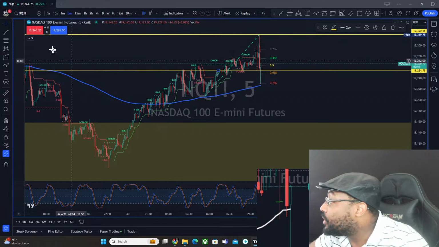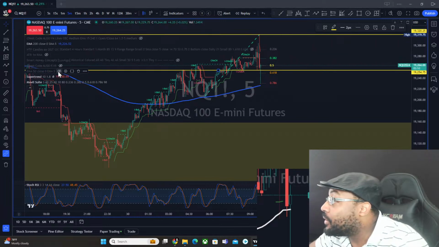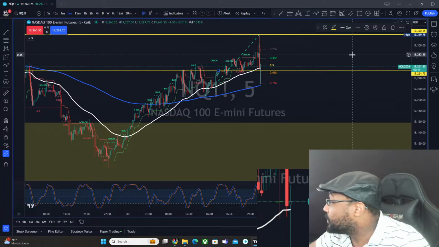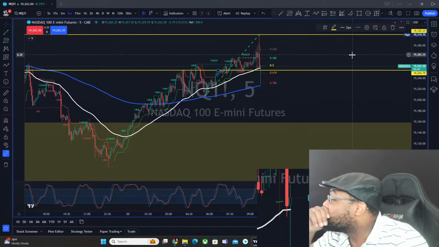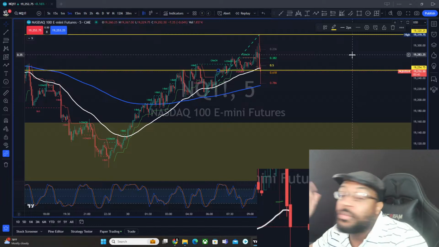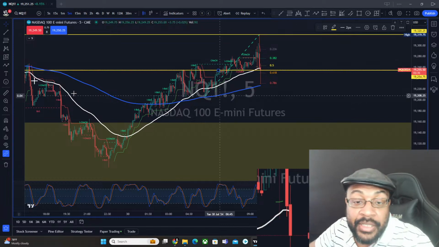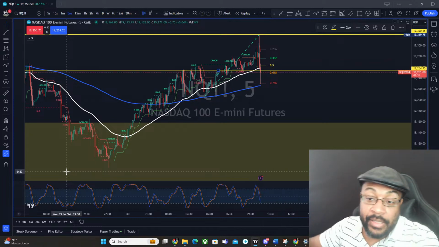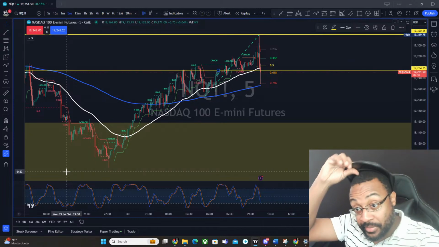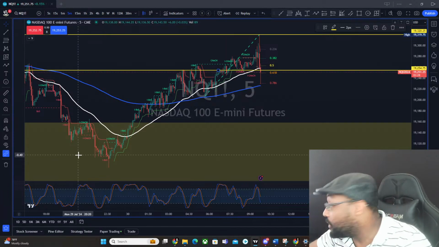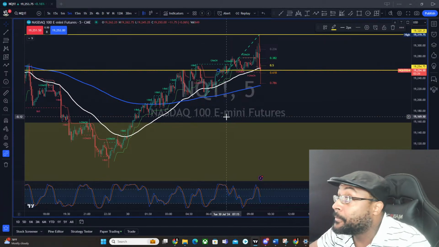Let me turn on my 50 here. I don't know why I don't have it on here. There we go. This is why patience is so important. Because part of me is like, okay, you know what, just go ahead and take the trade, it is what it is, or whatever the case may be. But part of me is like, we ain't doing that. Not at all.